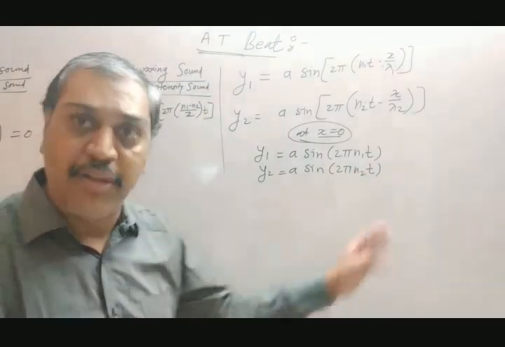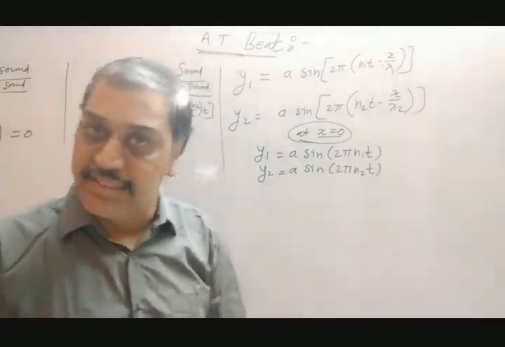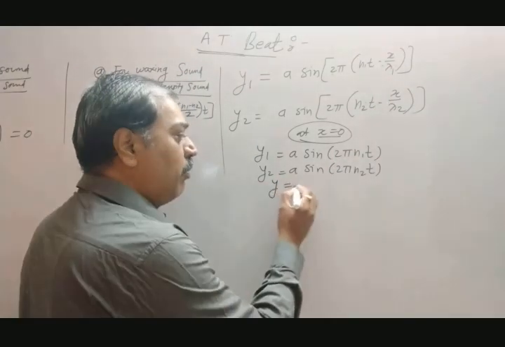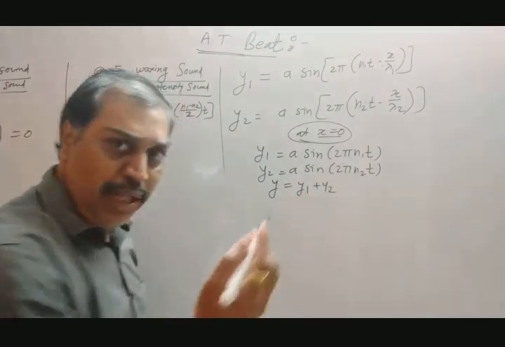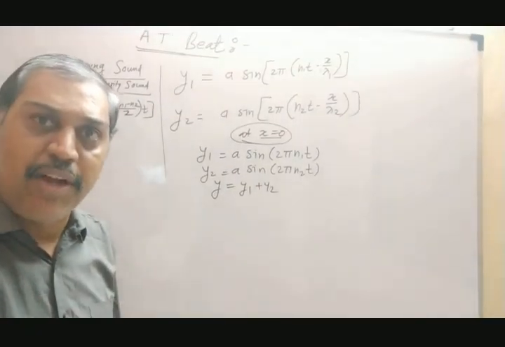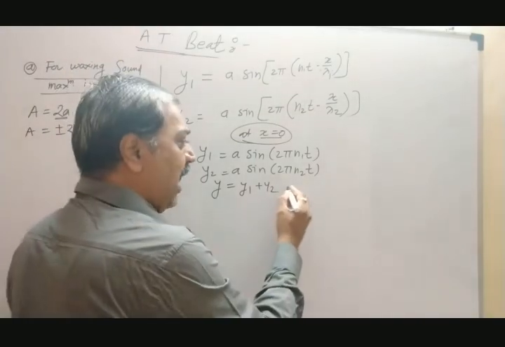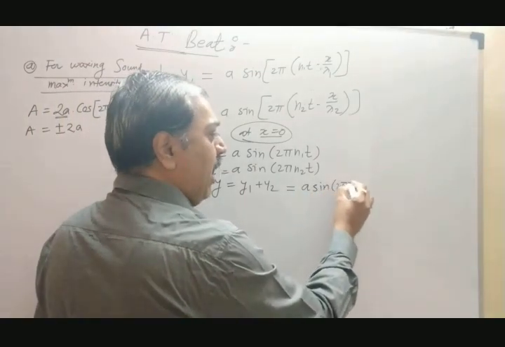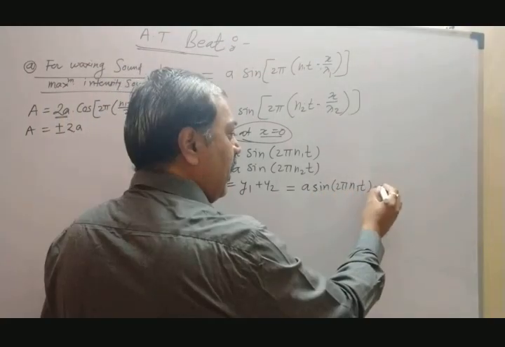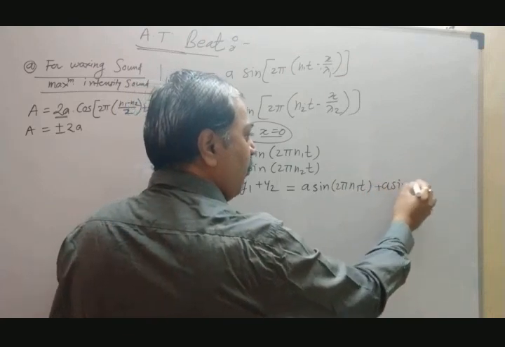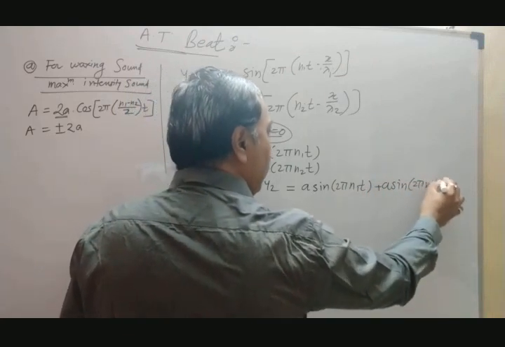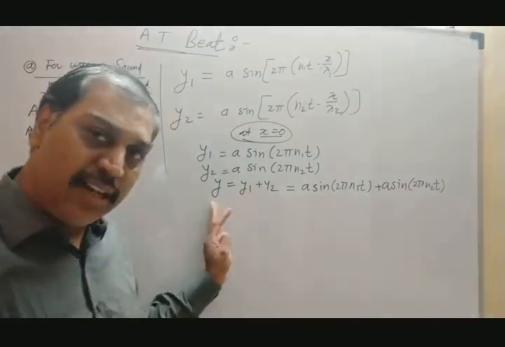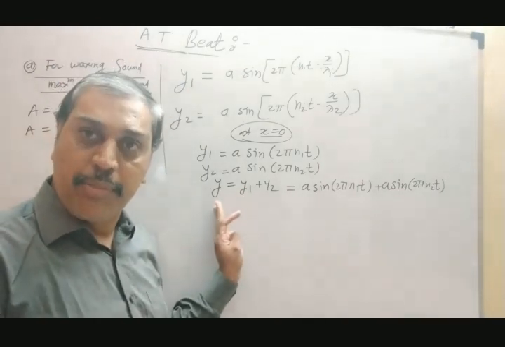So these two equations we get because the x term becomes 0, because x is 0. Now according to the principle of superposition of waves, the resultant displacement y equals y1 plus y2, as we know. Now put the values of y1 and y2 and rewrite the same equation. So we can write y equal to, y1 is what? A sine of 2 pi n1 into t, plus A sine of 2 pi n2 into t. This is nothing but we have added the two displacements to find the resultant displacement according to the principle of superposition of waves.